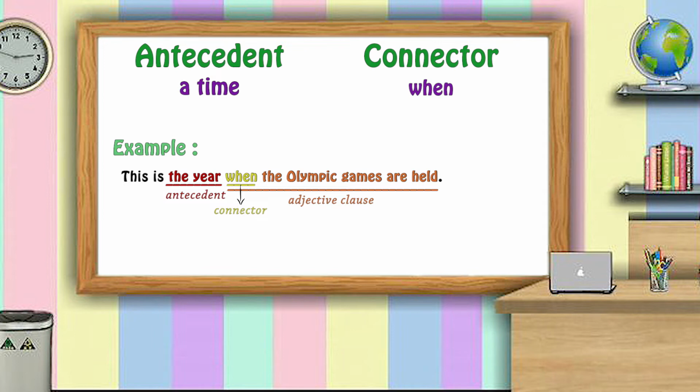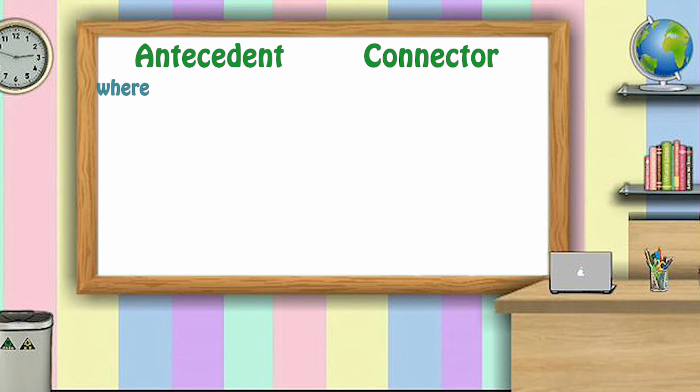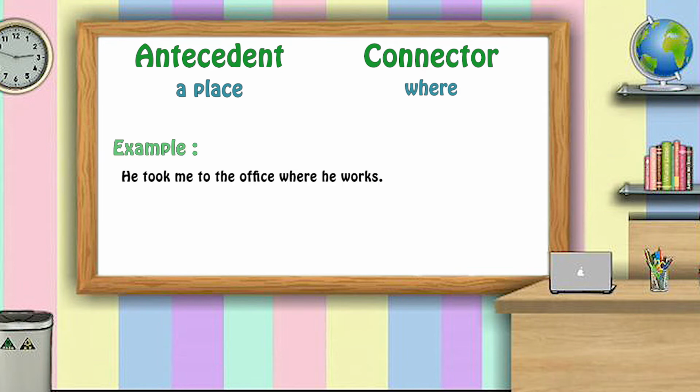Now if the antecedent is a place, the connector or relative adverb is where. For example, he took me to the office where he works. The office is the antecedent, and where is the connector. Where he works is the adjective clause.